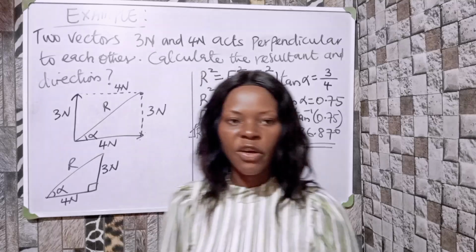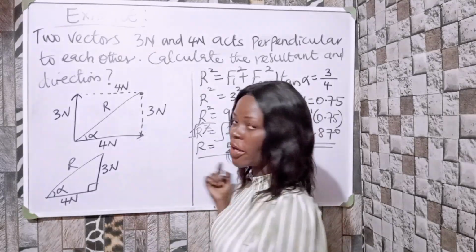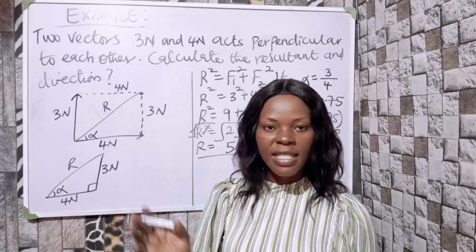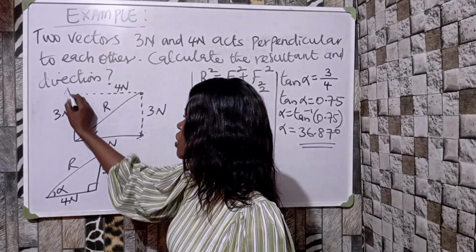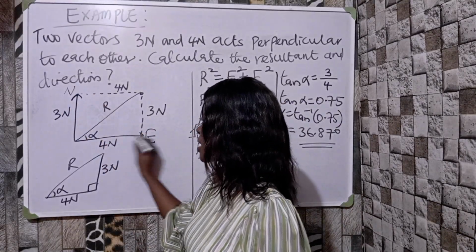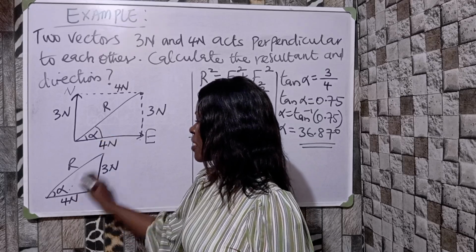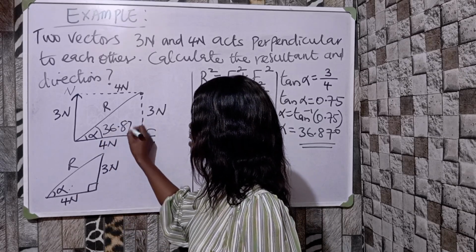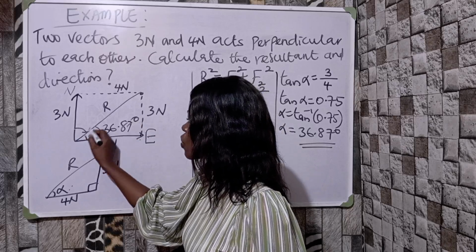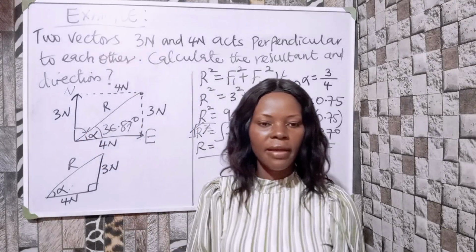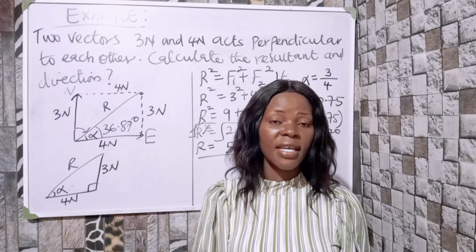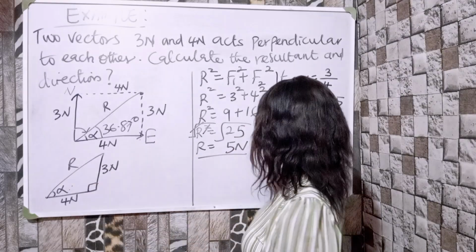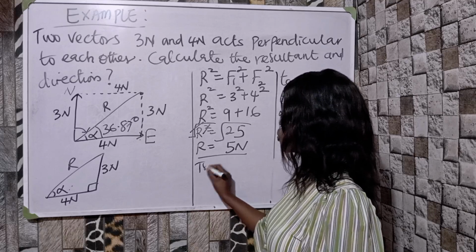Okay, so what we're going to do next, this is not my true direction because all direction must be taken from the vertical. So this is north and this is east. And I've gotten this from here to be 36.87 degrees. So what will this one give us? Since it's a right angle, what I'm going to do is just to say 90 minus what I have to get the unknown.